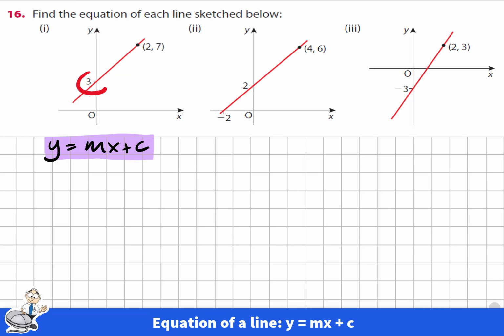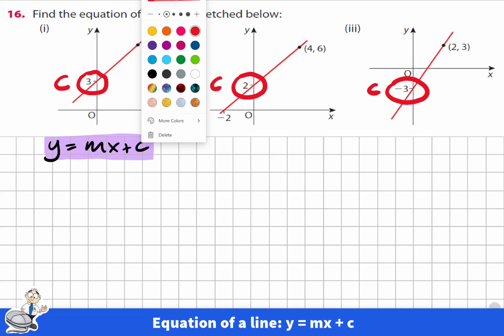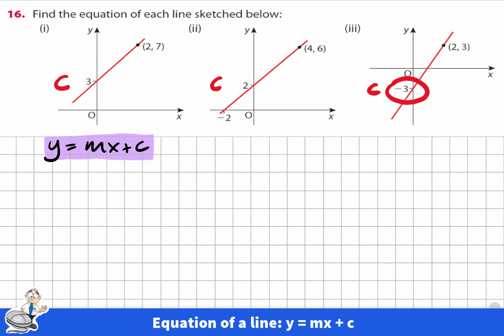So the c value is where it crosses the y-axis. It's called the y-intercept. So in each of these questions here, I might be able to see the c value fairly quickly, where it crosses the y-axis. That will give me the c value. Now I'm just going to make this a little bit neater in each case. So here I'm seeing c is equal to 3, c is equal to 2, and c is equal to -3.